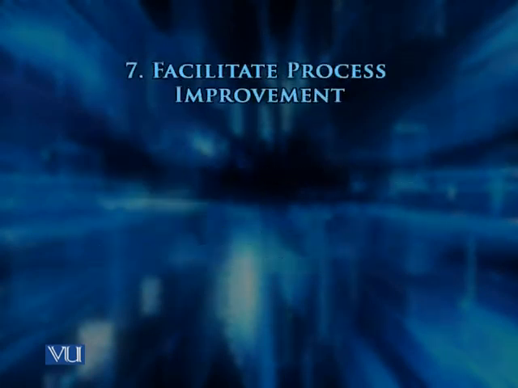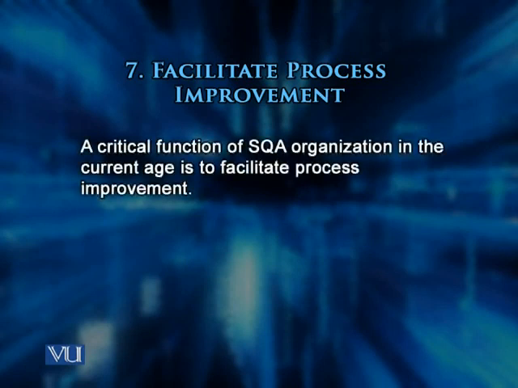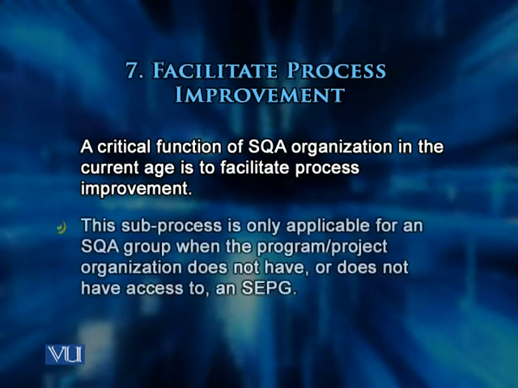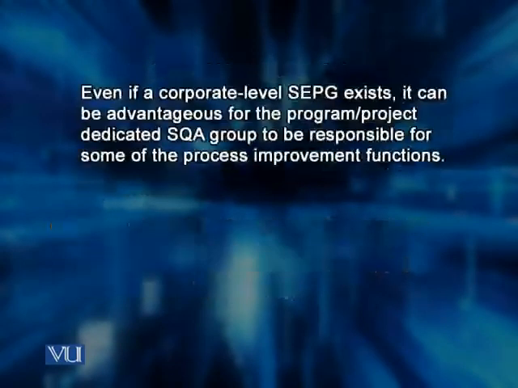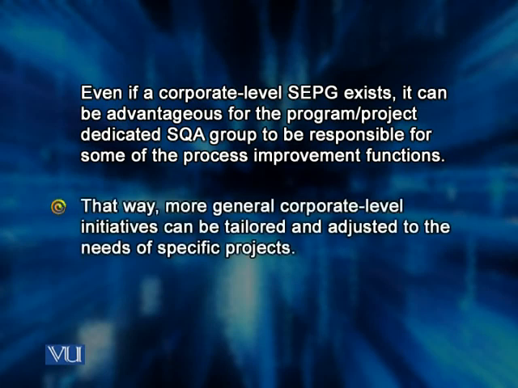The 7th process is facilitate process improvement. A critical function of an SQA organization in the current age is to facilitate process improvement. This sub-process is only applicable for an SQA process group when the program or project organization does not have, or has no access to, a software engineering process group or SEPG. Even if a corporate level SEPG exists, it can be advantageous for the program or project dedicated SQA group to be responsible for some of the process improvement functions. That way, more general corporate level initiatives can be tailored and adjusted to the needs of specific projects.